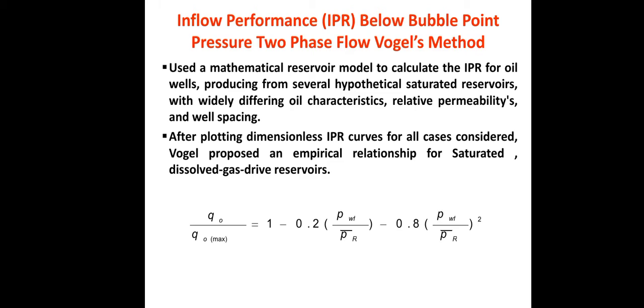This is the Vogel equation, which is Qo over Qmax. That means the production flow rate over the maximum flow rate, which is obtained at Pwf equal to 0. That is the maximum. Then you have the following equation that you do not need to memorize, because it is given in the exam. Just know how to get Qmax, Q, and Pwf. The average reservoir pressure is usually given in the exam.